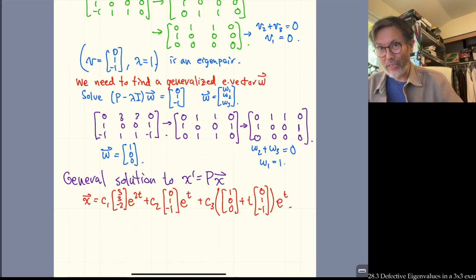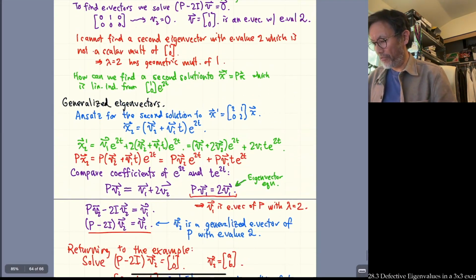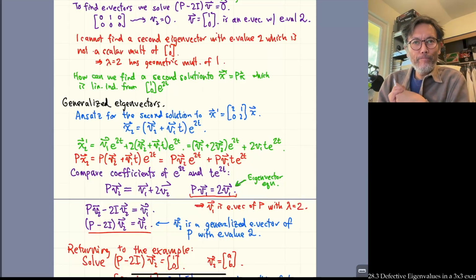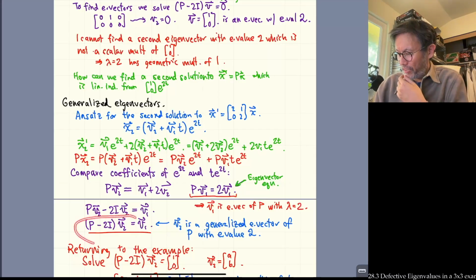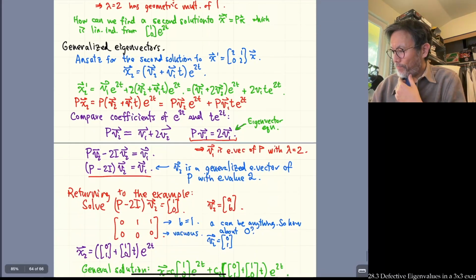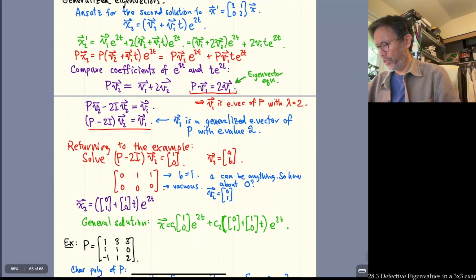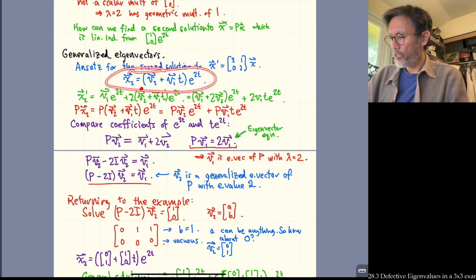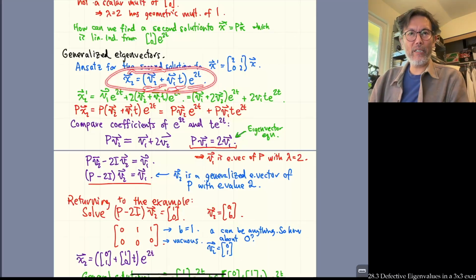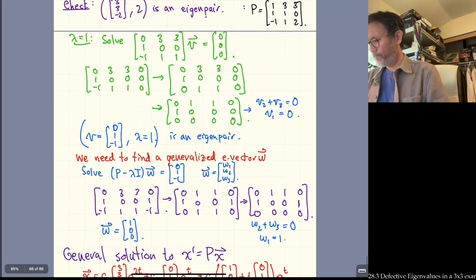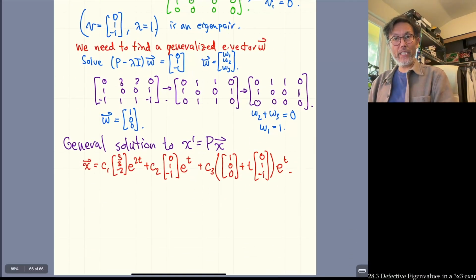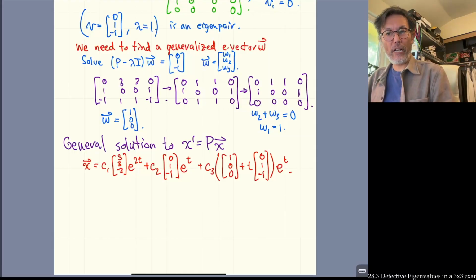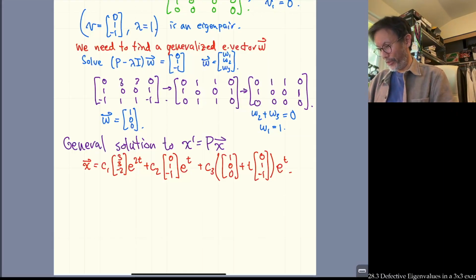This is potentially very confusing, but you've got to go back to the story that we've got written here. Look at the ansatz, that's where you really want to look: generalized eigenvector plus eigenvector times t, times e to the lambda t. Okay, that's all I need to say, I hope. Hopefully you'll have practice doing this in the not so distant future. Okay, so long.